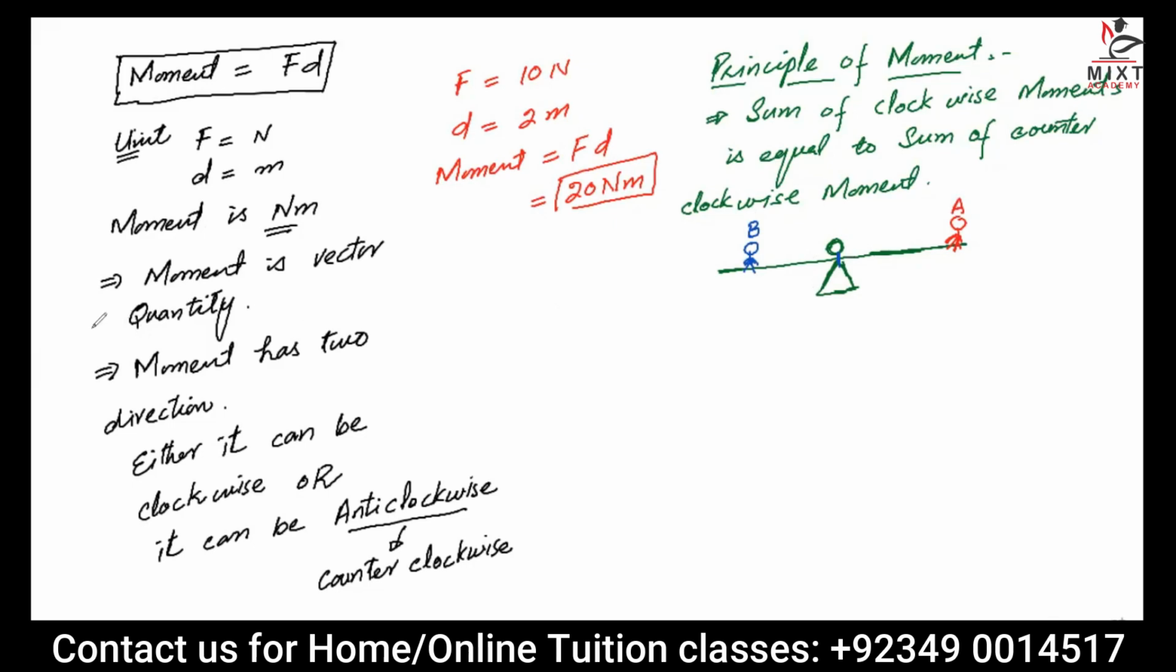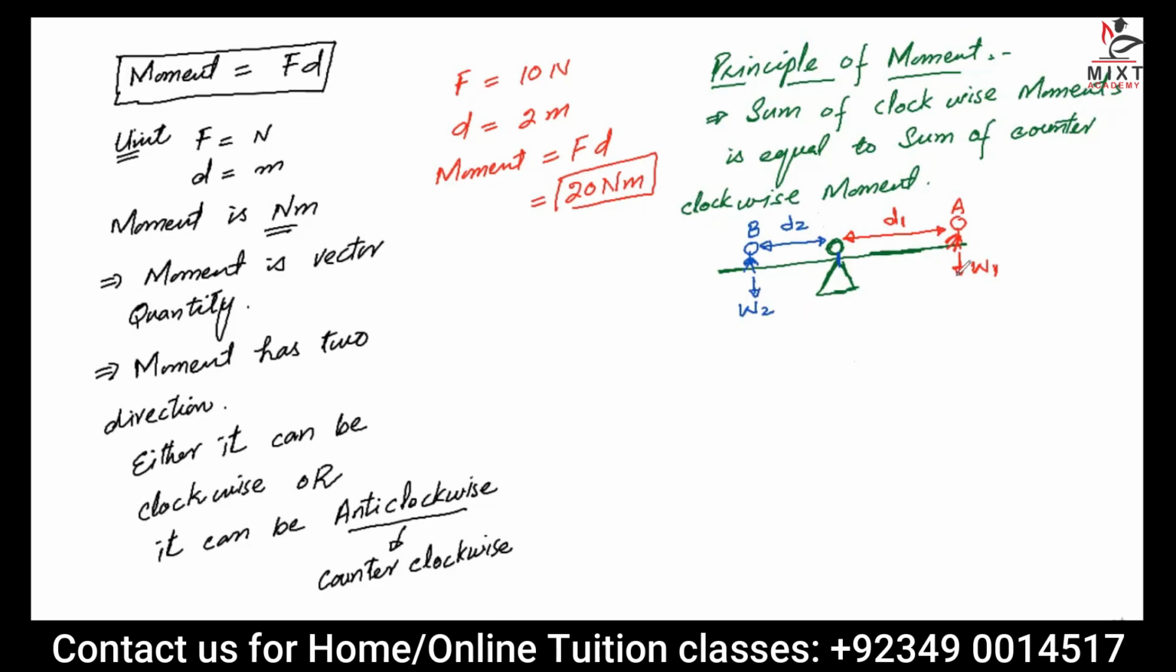Now the weight of child A is, for example, W1, and the weight of child B is W2. The distance of child A from the center is D1. The distance of child B from the center is D2. Then how will we write the principle of moments?